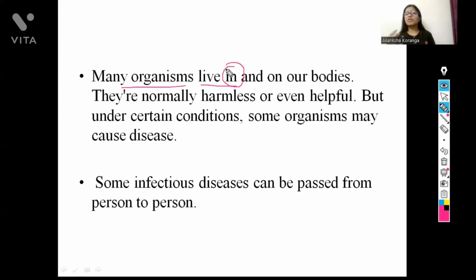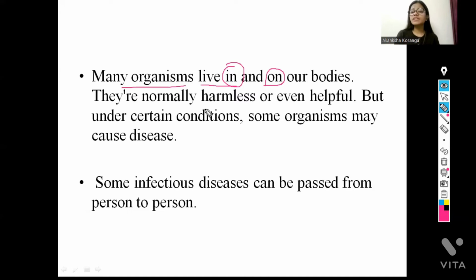Like you must have heard about certain bacteria that live in our stomach, right? And these bacteria help us in digesting our food. So in a way, we can say that these microorganisms are helping our body. So they are sometimes helpful for us, living inside our body and performing their functions. And sometimes these microorganisms live on our body, on the surface of our body. As you must have seen in certain videos, sometimes these microorganisms live on our body causing acne and all.